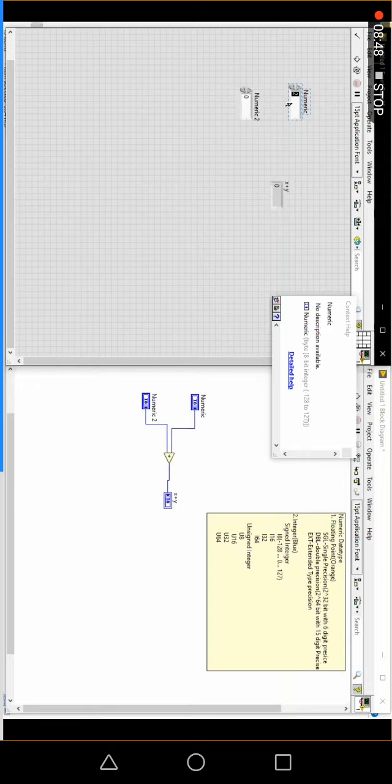Or will I get a broken run arrow, a broken wire? What will happen? A broken arrow? Okay, no. It will not accept. Then what value will it accept over there?